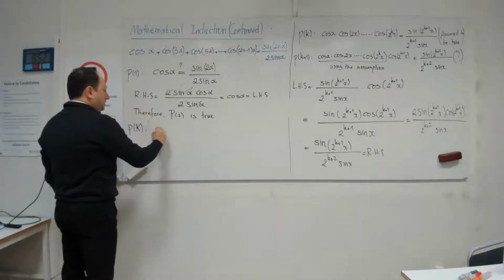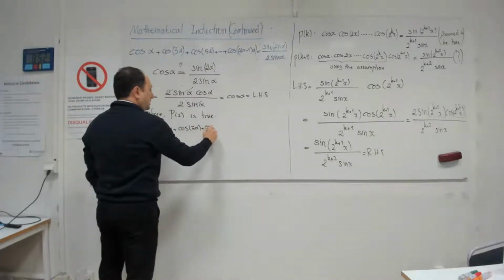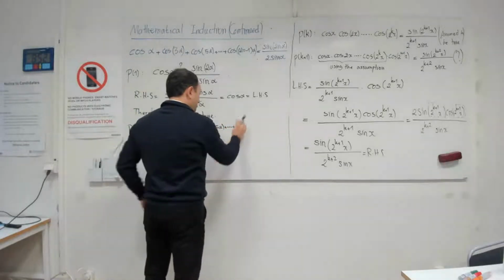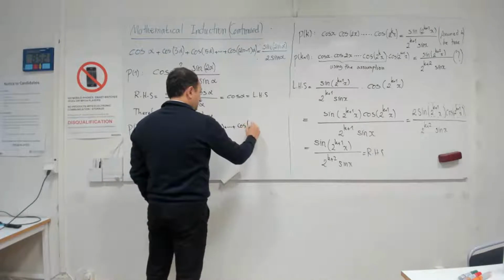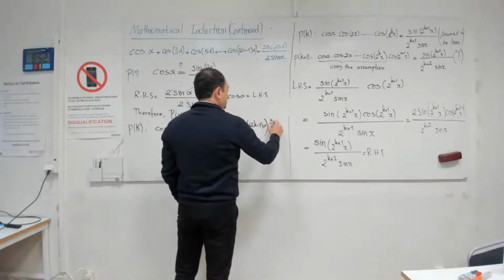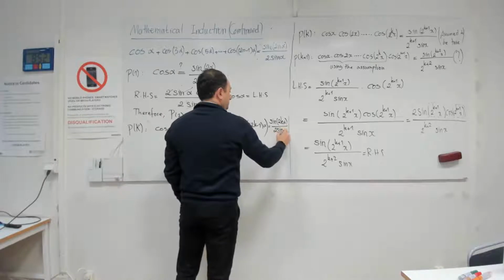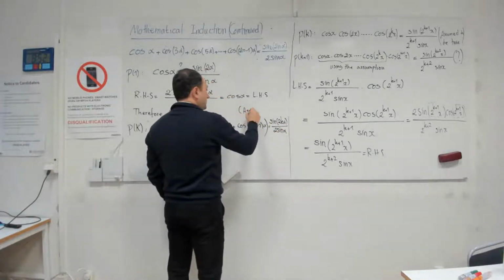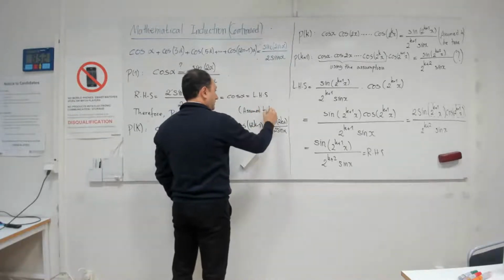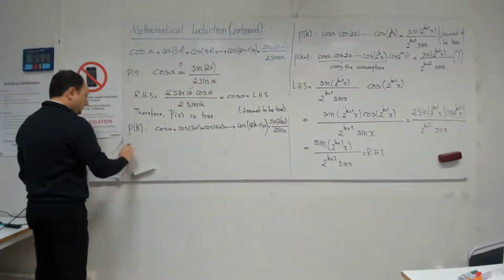So this is the easy part. I just immediately replace n with k everywhere. So this is assumed to be true. Okay, now I need to prove P(k+1).